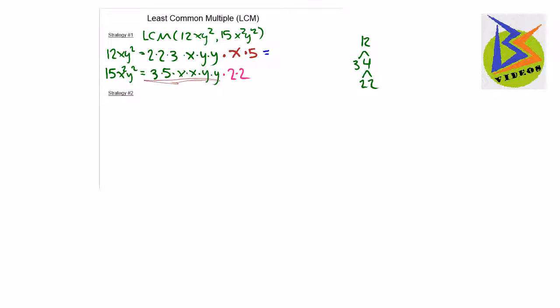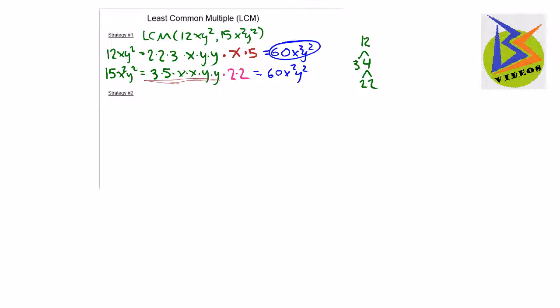So we can say 2 times 2 is 4 times 3 is 12 times 5 is 60, and then we have 2 x's and 2 y's multiplied together. As I said, if we were to multiply these, we would get 60x squared y squared. So if we're looking for the least common multiple, our least common multiple is 60x squared y squared.